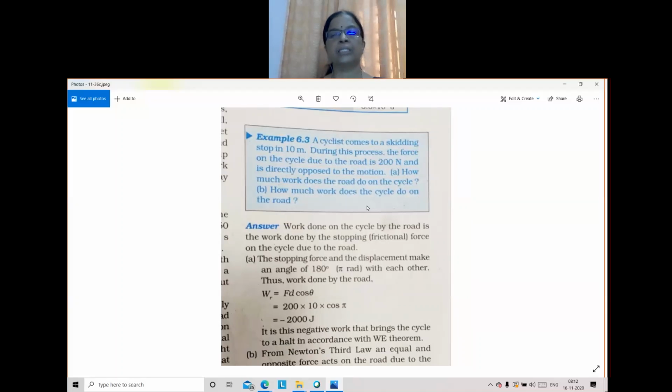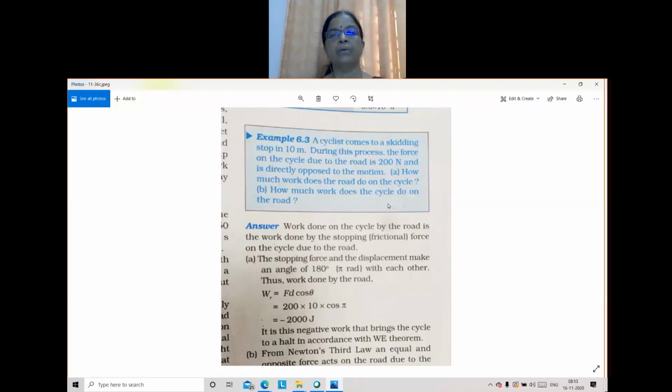How much work does the cycle do on the road? We know, according to Newton's third law, for every force there is an equal and opposite reaction. So the road does minus 2000 joule of work on the cycle, because there is displacement. Even though the road exerts an opposing force, the cyclist moved a distance of 10 meters. So work done is there, F d cos theta.